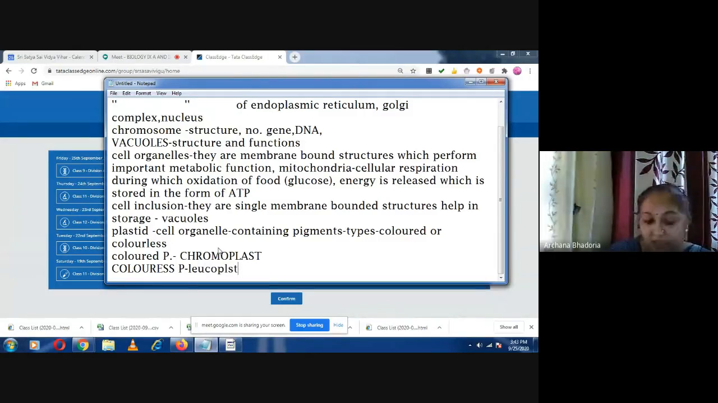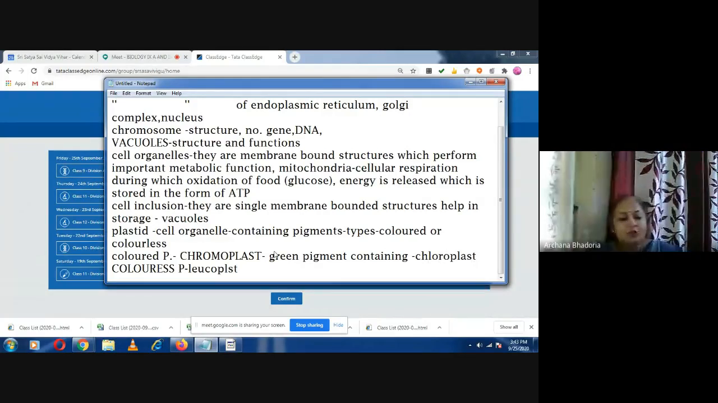Now understand the difference. A chromoplast, a type of chromoplast, which contains green pigment, the green pigment containing plastid or chromoplast, we can say both ways. The green pigment containing chromoplast or plastid is which one? The chloroplast. Did you get it? What is the difference between plastid and chloroplast?